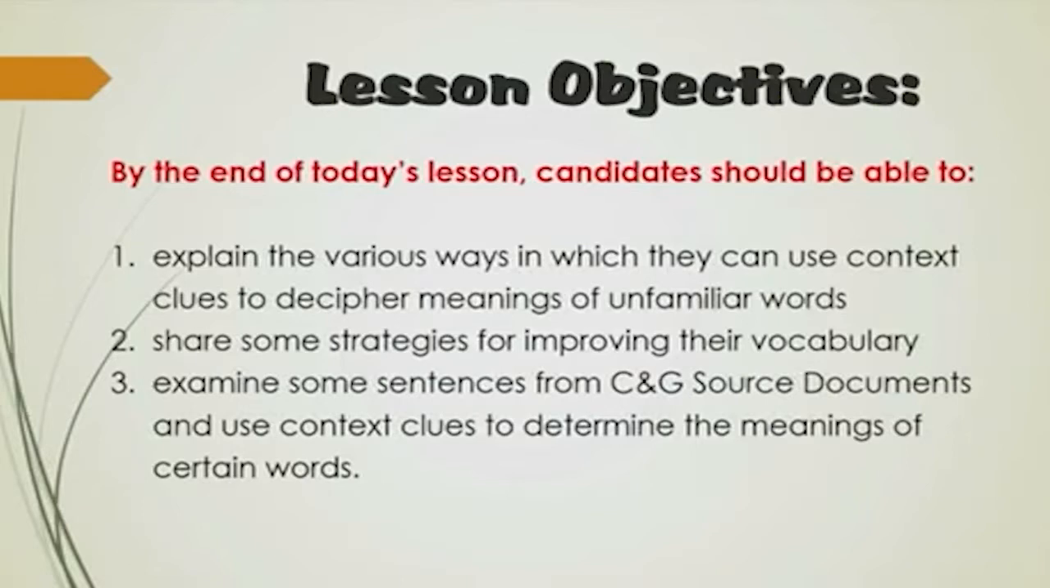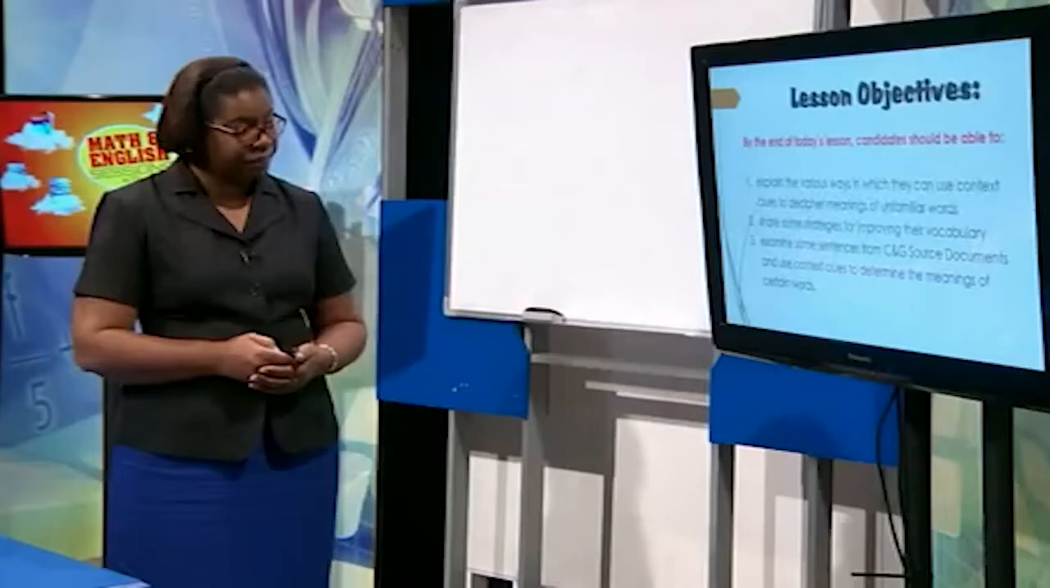Here are our objectives for today. At the end of today's session, candidates should be able to explain the various ways in which they can use context clues to decipher meanings of unfamiliar words, share some strategies for improving their vocabulary, and examine some sentences from City and Guilds source documents, and use context clues to determine the meanings of certain words.